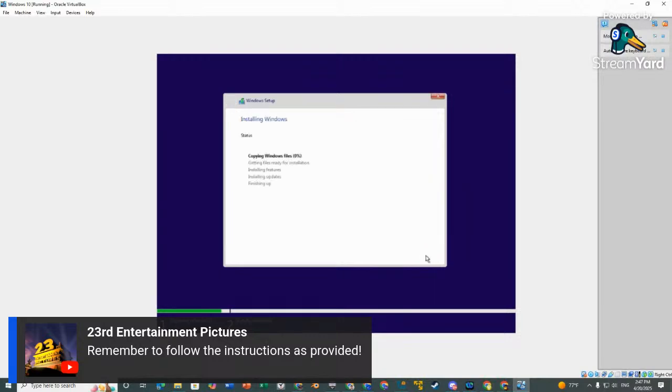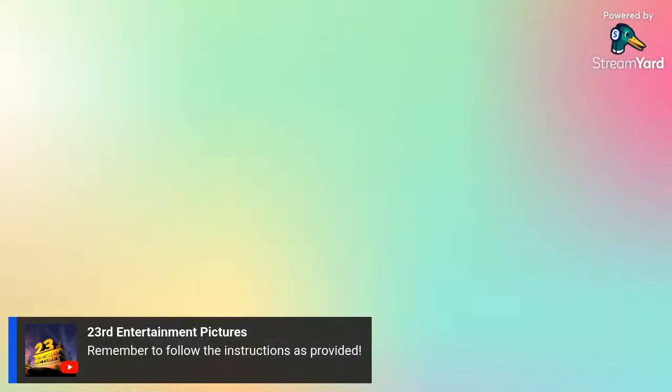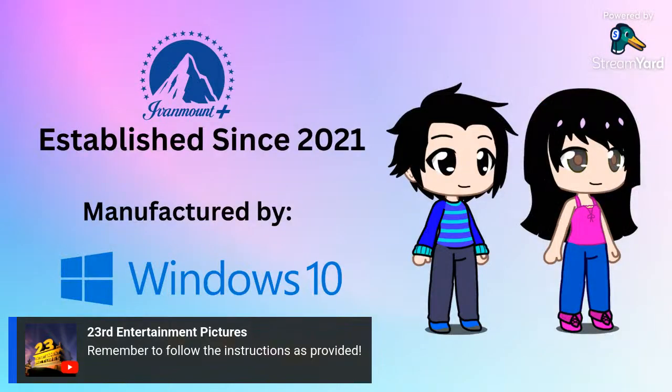Then Windows 10 will now install to your VirtualBox machine. This will take a few minutes, same as Windows 7, except with a different background. I'm going to switch back to my picture, and you'll see the best once we reach this point. No worries.